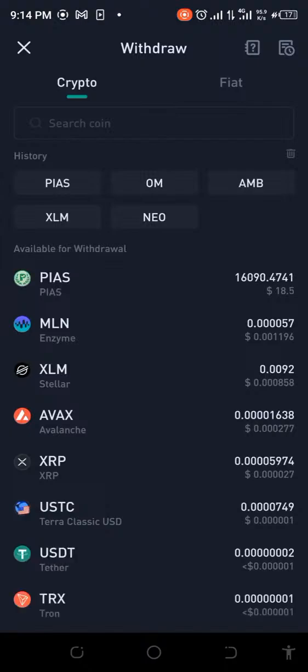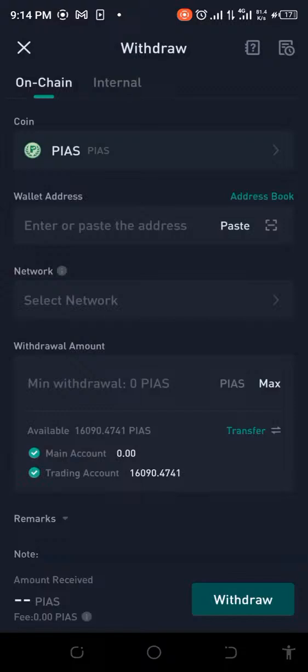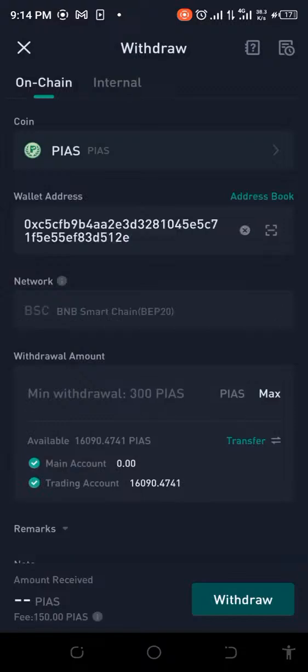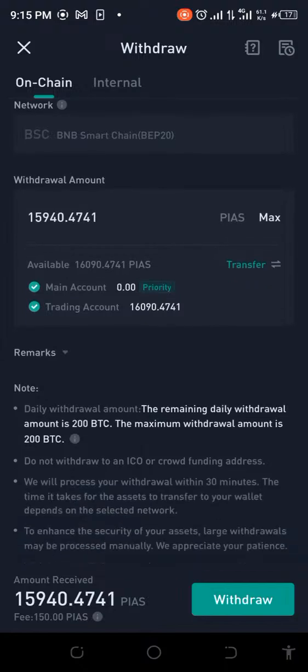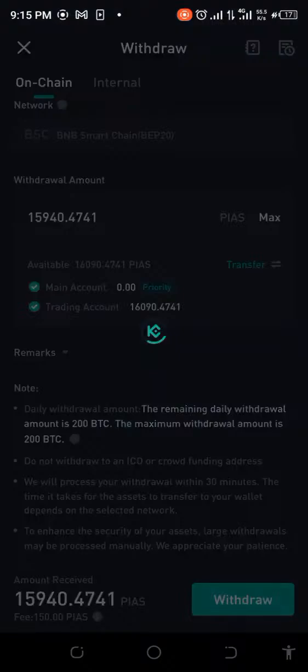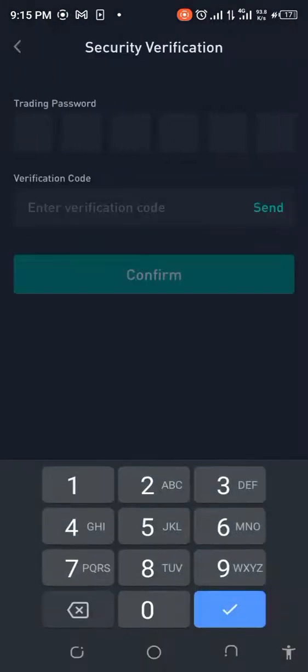Okay, so I'm going to withdraw that, and I'm going to paste that in there. The network is already showing, so the max. Okay, and you can see it's already taken out its own, right? So I'm just going to go ahead and withdraw. Let me do that and go ahead and withdraw. Okay, so I'll do my verifications and I'll be back.